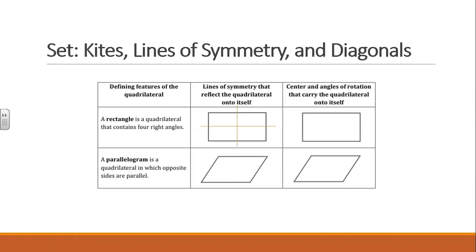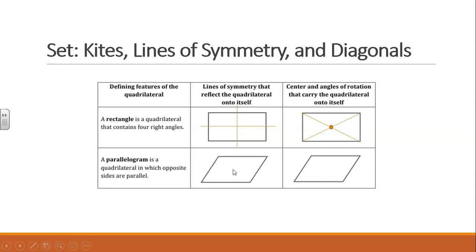For rotational symmetry, for a rectangle, the center of rotation is the center of these perpendicular bisectors of the sides. We could also find the center of rotation by finding the intersection point of the diagonals. And rectangles have 180 degrees rotational symmetry, which means you can rotate the rectangle 180 degrees about the intersection of the diagonals, and the shape will be in the exact same position.